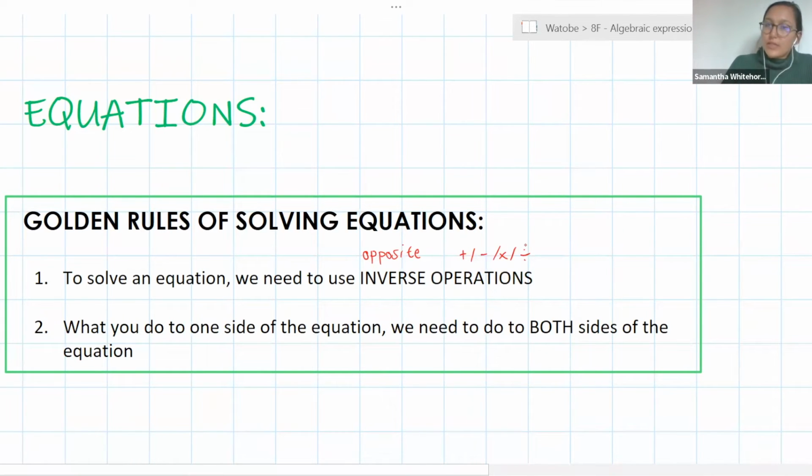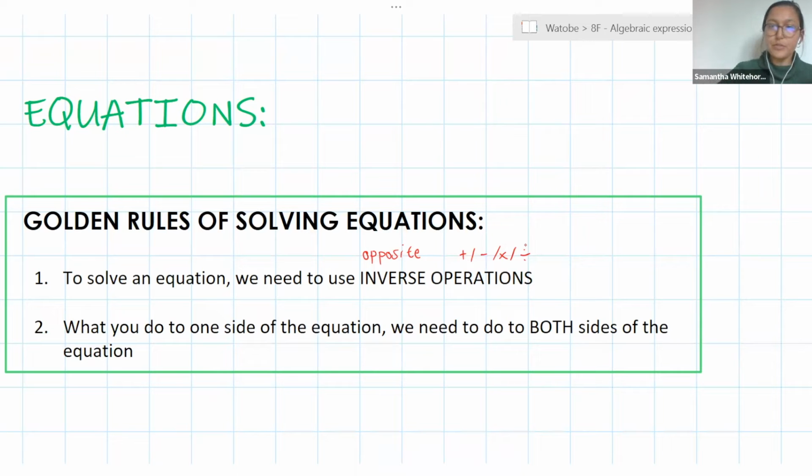What we also need to remember is that what we do on one side of an equation, we need to do on both sides of the equation, because an equation is something that is equal on both sides. So if I'm going to change one side, I have to remember to change the other side in exactly the same way in order to keep it equal.